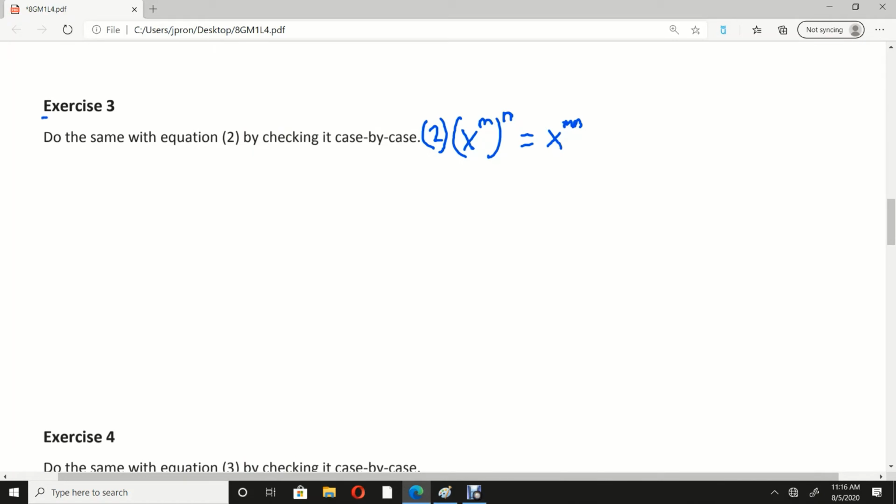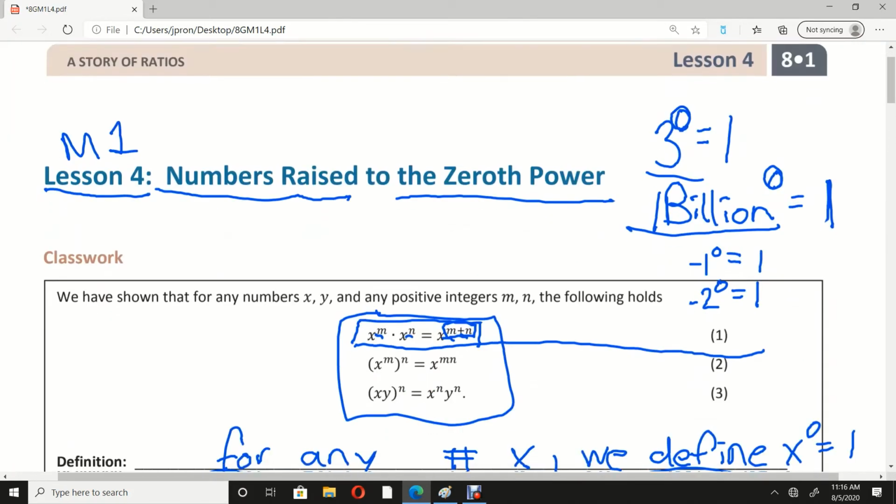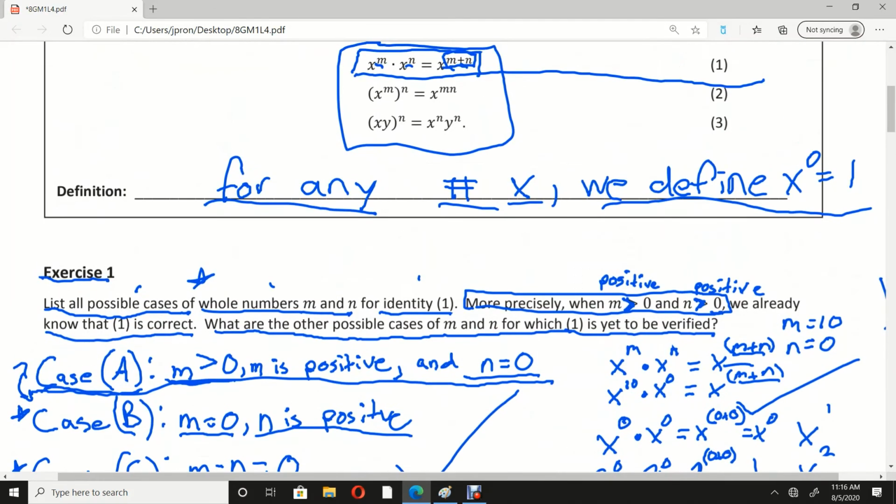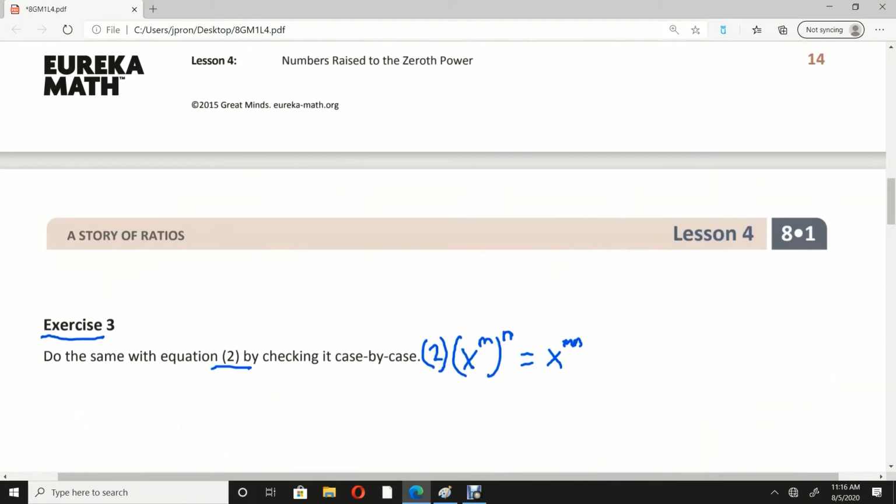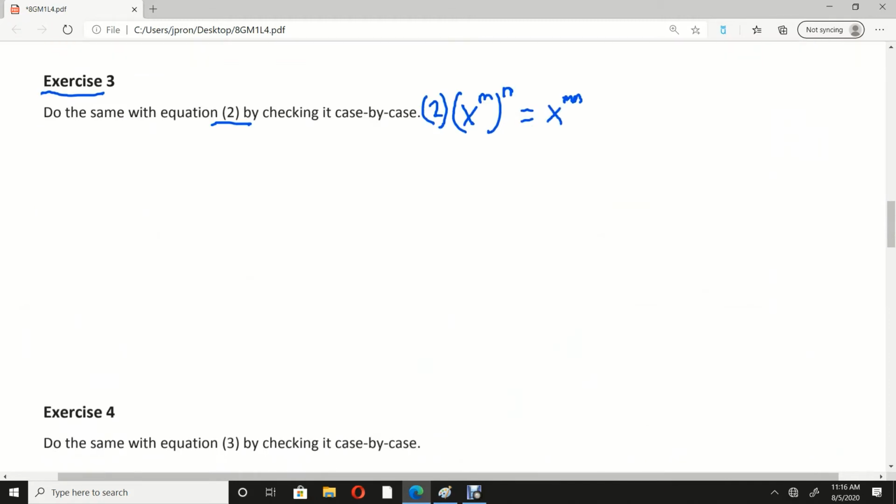Okay, so exercise 3 wants to check identity 2, the second rule that we talked about. They want us to check and see if this is true now if we replace m and n with zeros. So that's what we're going to do. We're just going to alternate m and n as 0 respectively, and we'll give the other number some value. Let's keep 2. I like 2 as x. We'll keep x equals 2.